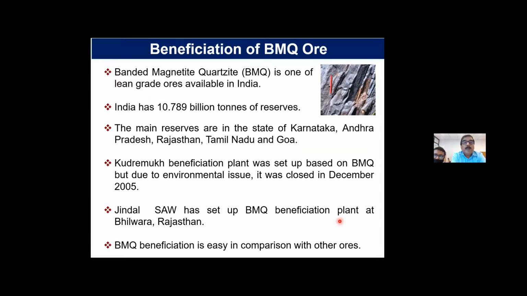Now I will tell about the banded magnetite quartzite. India has 10.789 billion tons of BMQ reserves, which are only utilized in Rajasthan; the remaining is still there. Mostly it is available in Karnataka, Andhra Pradesh, Rajasthan, Tamil Nadu, and Goa. The Kudremukh beneficiation plant was set up to produce 7.5 million tons from 22.5 million tons of feed, but because of the environmental issue it has been closed.